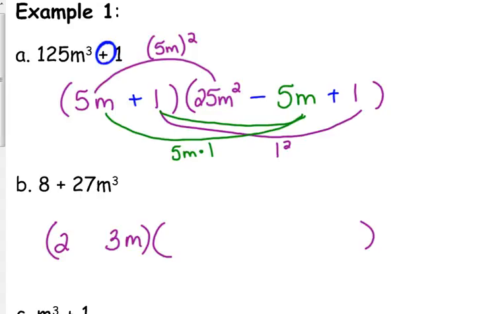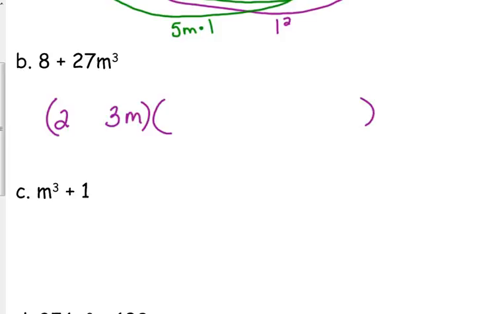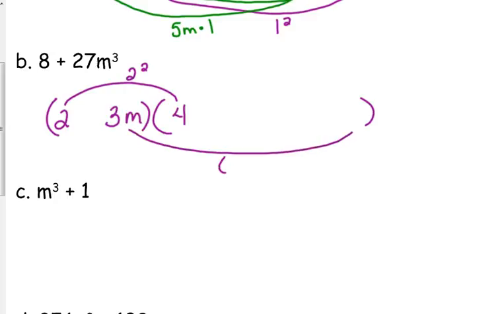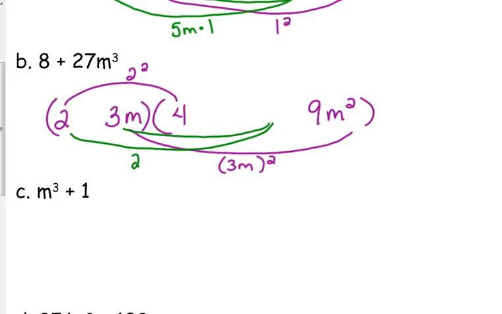Okay. First blank, we square our first term. 2 squared is 4. Last blank, we square our second term. Make sure you square both the number and the variable. So 3 squared is 9, m squared is m squared. And the middle, we multiply them together. 2 times 3m gives us 6m there for our middle term.